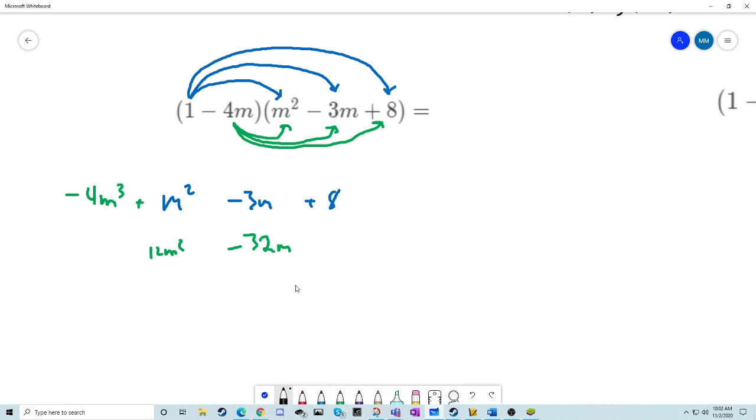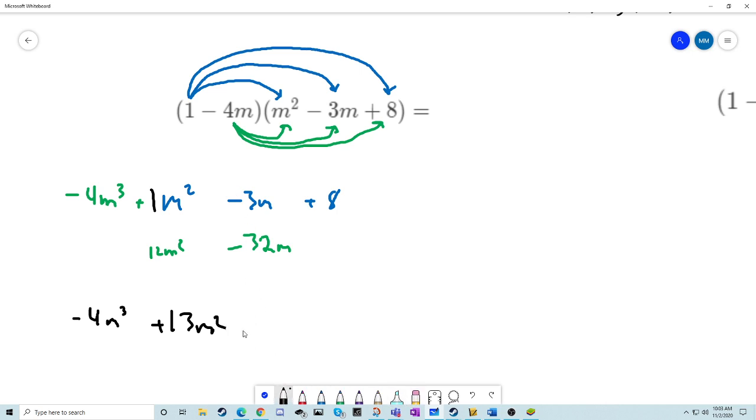So then if I want to finish up the process, I can just add straight down with like terms, and it should be easy. It stops me from having to do all this underlining and confusing work. So my final answer is going to be negative 4m cubed plus 13m squared, because this is really 1, and 1 and 12 makes 13.